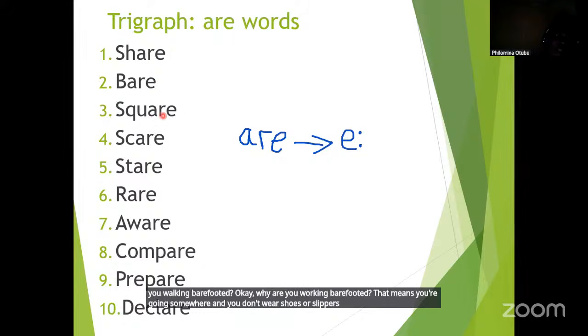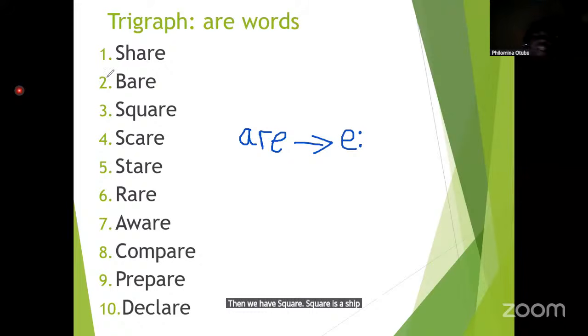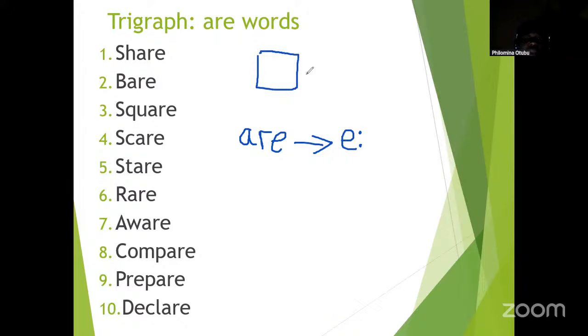Then we have square. Square is a shape. I know we know what square is. Square is a shape. Okay, this is a square. Square is a shape. This is a square.